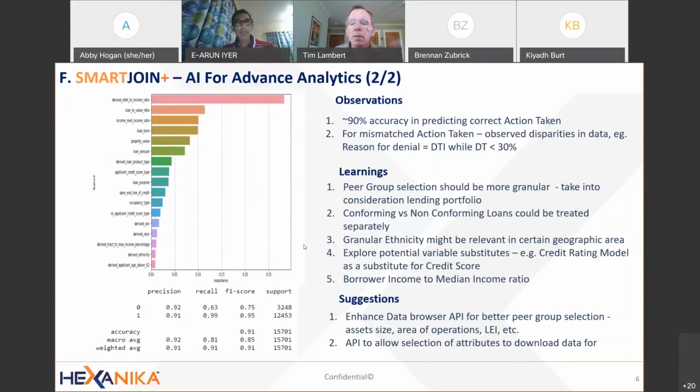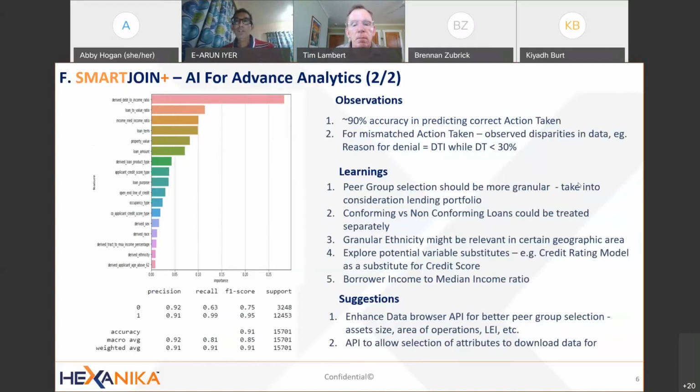The model that we arrived at gave us over 90% accuracy, with a slightly lower recall value, especially for denial. When we ran the trained model on a completely new bank's data set, we could get about 90% accuracy in predicting the actual action taken versus the predicted action taken. And there were mismatches. Obviously, 10% of the data points did not match, where we predicted an approved loan but the actual outcome was denied. And there we tried to do some further analysis.